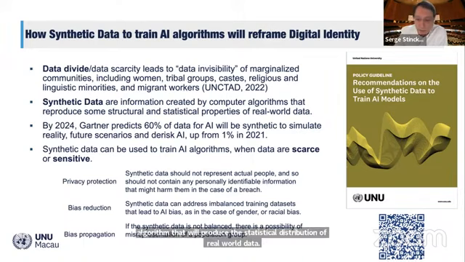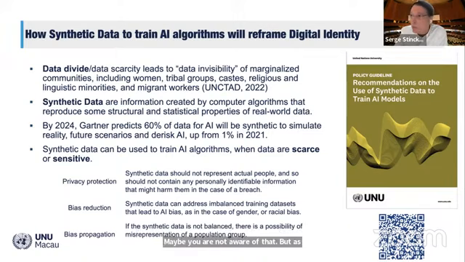Maybe you are not aware of that, but a recent study of Gartner predicts that 60% of the data used to train machine learning algorithms in 2024 is actually synthetic data. So this was only 1% in 2021. So we are already living in this world where most of the data used to train AI pipelines is synthetic. So this will have a huge impact on digital identities.